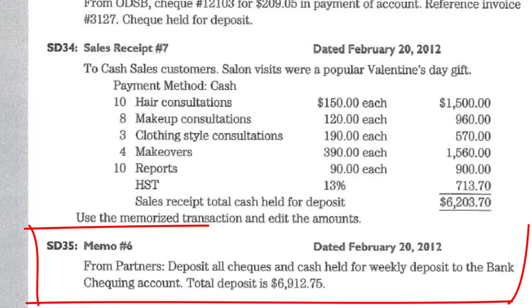Okay, next one. SD35, memo number 6, February 20th, 2012. From partners: deposit all checks and cash held for weekly deposit to the bank checking account. Total deposit is $6,912.75. So we are going to go to home, and we're going to go to record deposits.